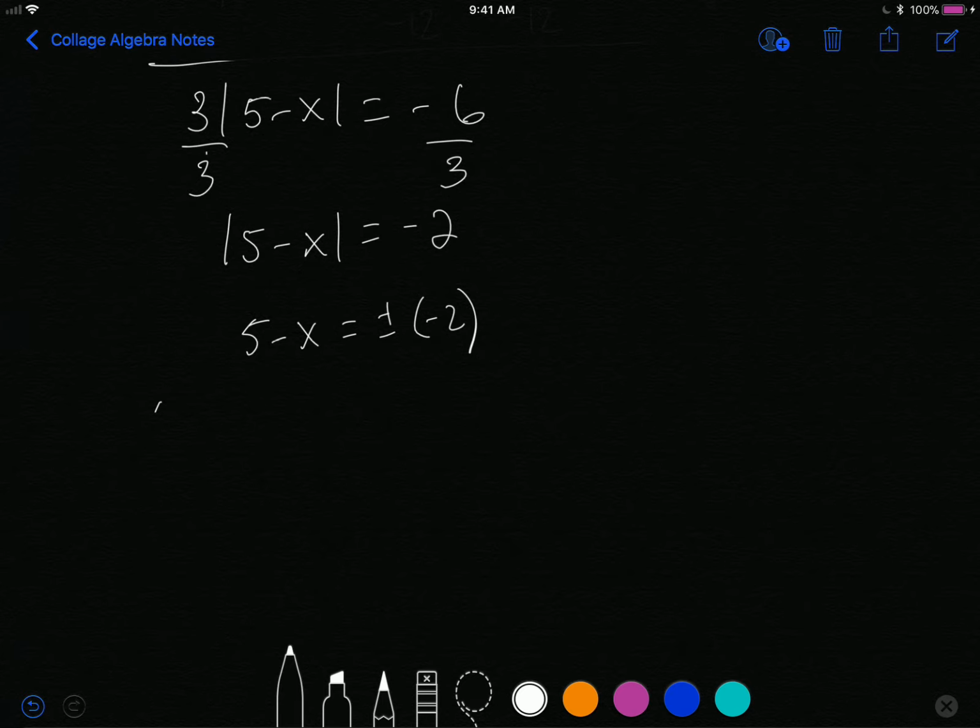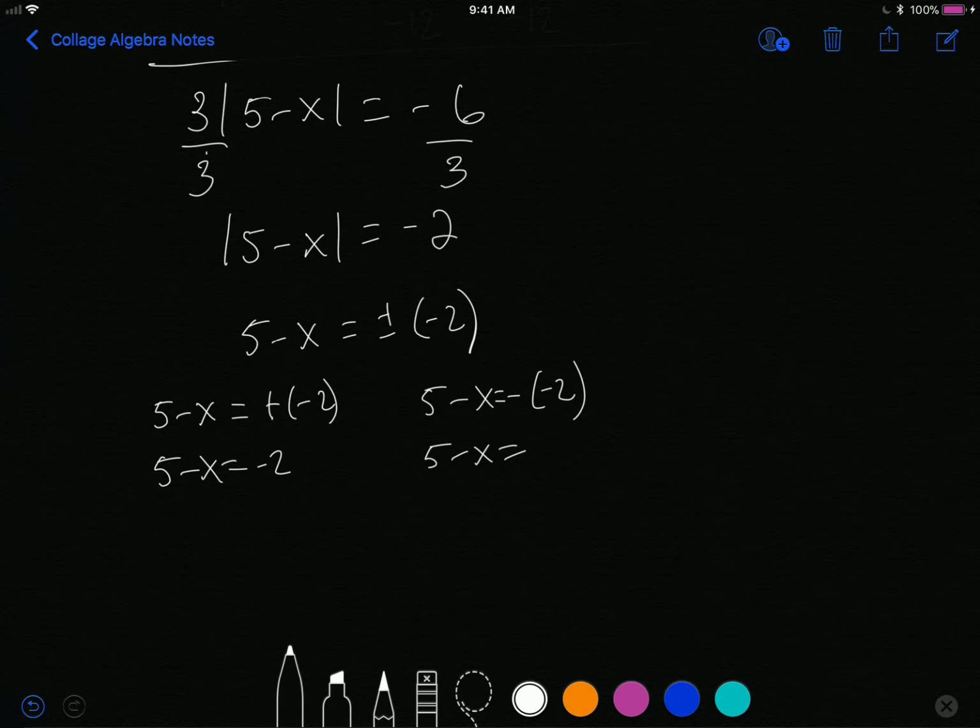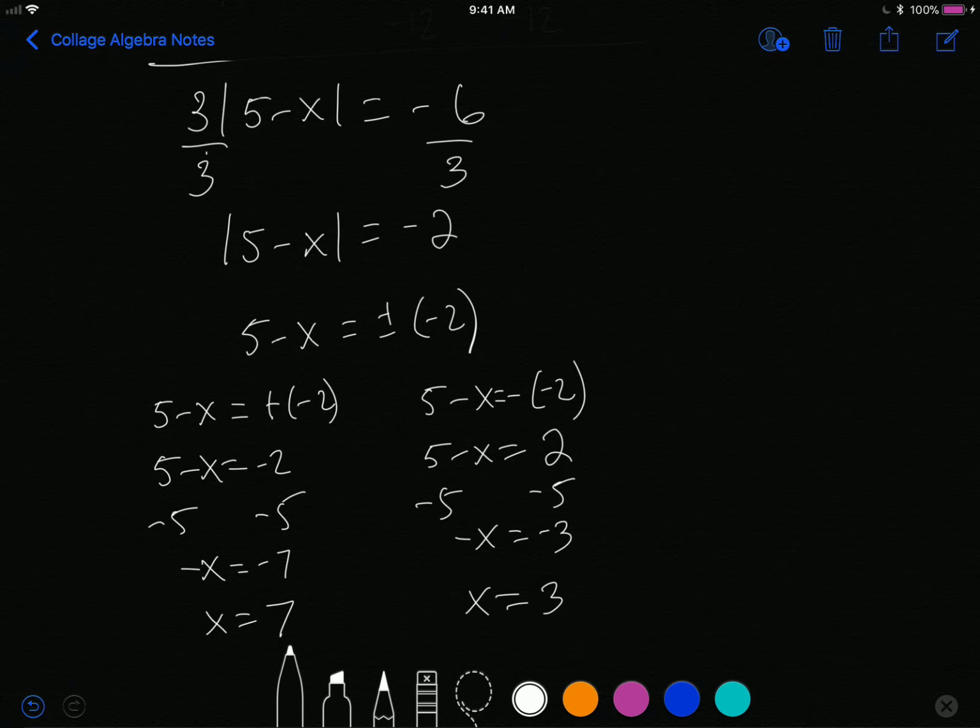Solve my two equations. 5 minus x is equal to plus negative 2. 5 minus x is equal to minus negative 2. Plus and a minus is a minus. 5 minus x equals negative 2. 5 minus x, a negative and a negative is a positive. And then two steps to get home. Subtract 5, subtract 5. Negative x equals negative 7. Divide by negative 1. X equals 7. Subtract 5, subtract 5. Negative x equals negative 3. So x equals 3.